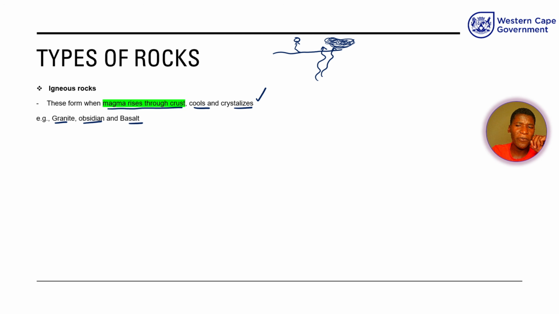We've already talked about granite quite a couple of times now. We've said that the continental crust is made up of granite. You know that in our previous video, right? And we have said also the oceanic crust is made up of basalt rock. So all of those are examples of what? Of igneous rock.